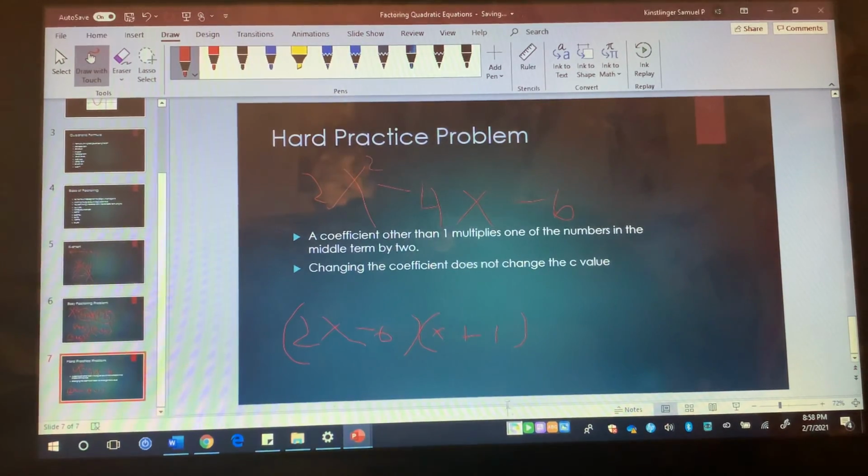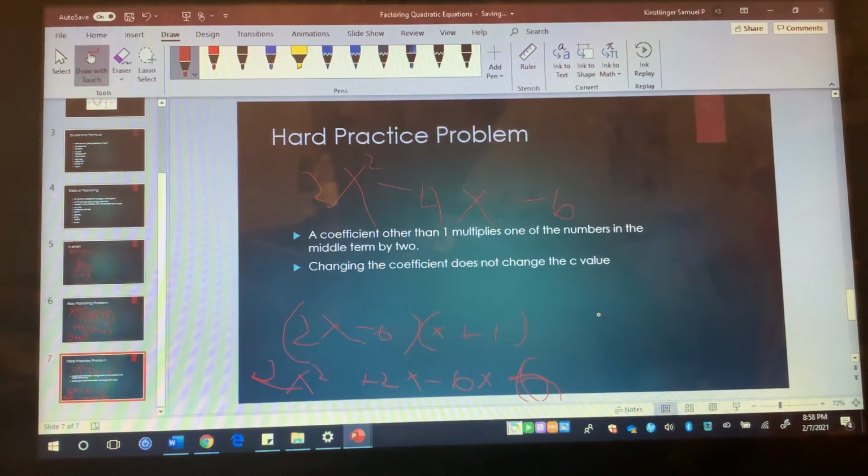Now, just to check my work, we can do 2x squared, because 2x times x is 2x squared. 1 times 2x is plus 2x. -6 times x is -6x. And -6 times 1 is just -6. If we combine those terms, we get 2x squared minus 4x minus 6.